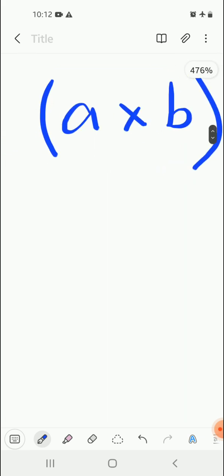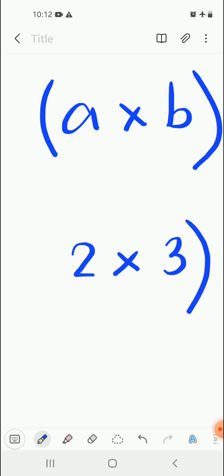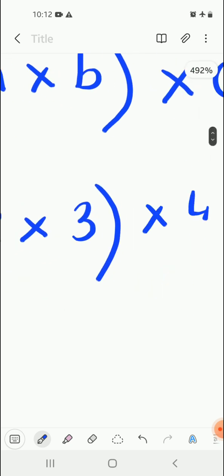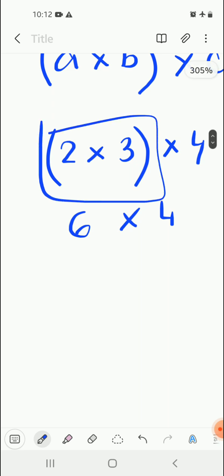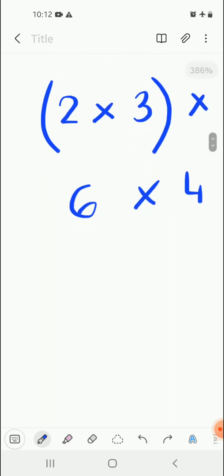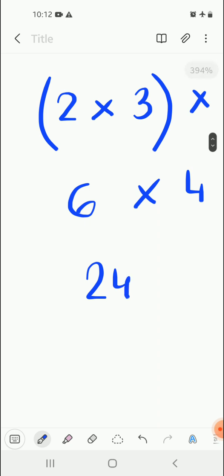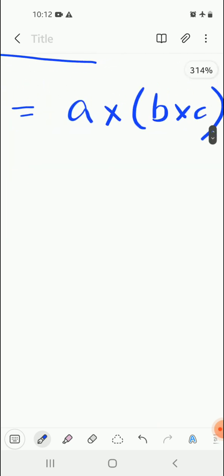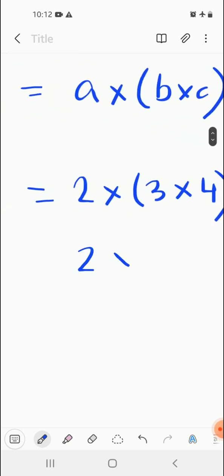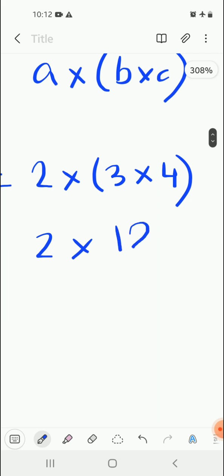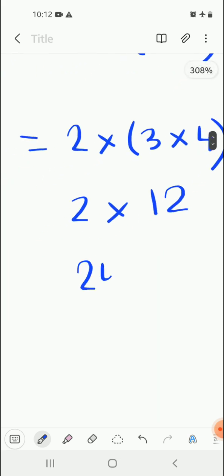For an example, 2 into 3 and into 4. If we multiply 2 into 3 is 6 and then multiply it with 4, because brackets need to be solved first, therefore 6 into 4, my answer becomes 24. On the other hand, if we write the numbers such as 2 into 3 into 4 in this manner, here 3 into 4 is 12. First we solve the brackets, and 12 into 2 is 24.